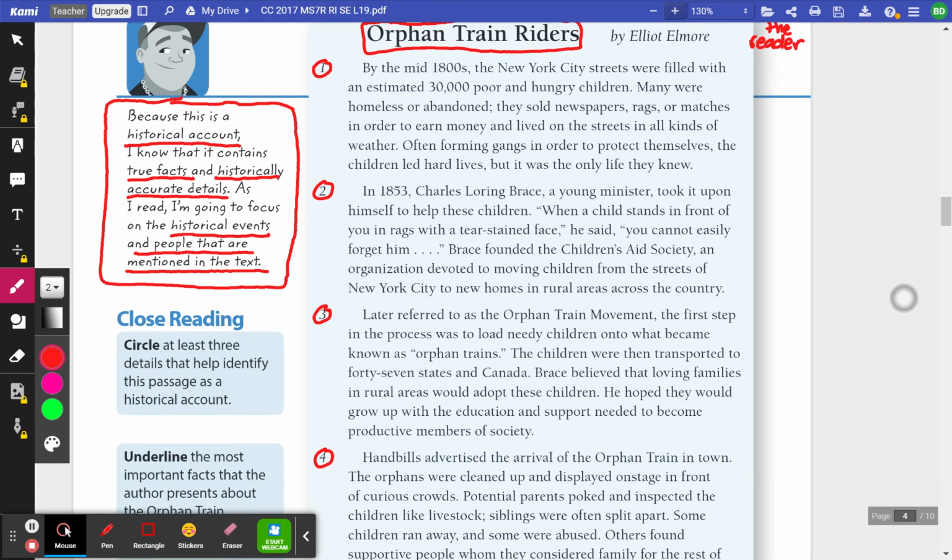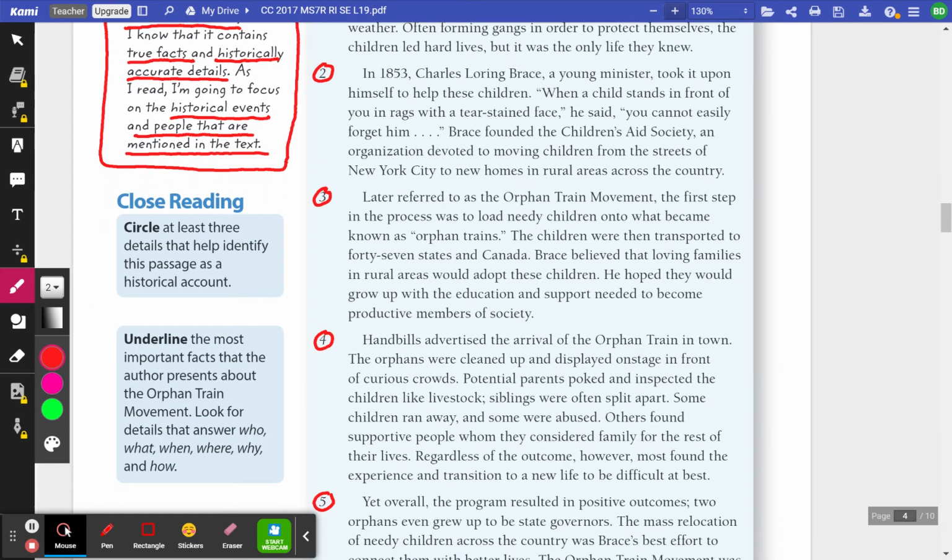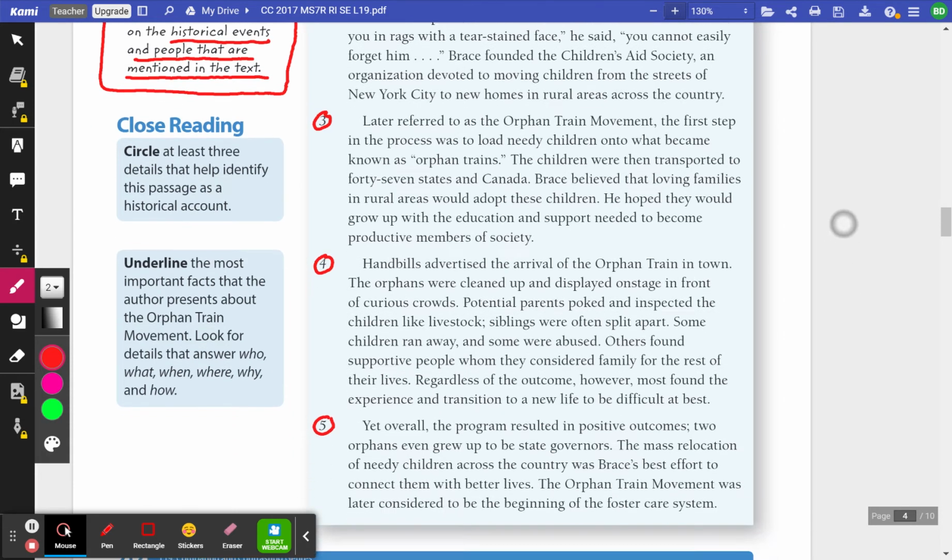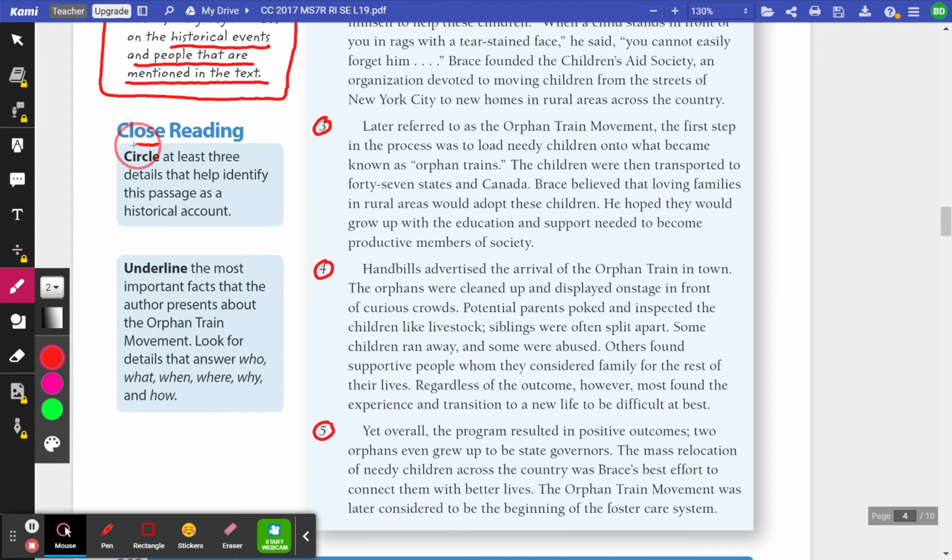All right, so I am assuming that you are back and that you have read Orphan Train Riders, and hopefully, if you did not know anything about the Orphan Train or the Orphan Train Riders, you know a little bit more about it than you did before. Because this is an informational text, it's a historical account, we can learn from it. Everything in this passage is true, it's accurate, you can fact check it. So now that we've read this once, let's go ahead and look at our close reading box. We have 2, so let's do the first one.